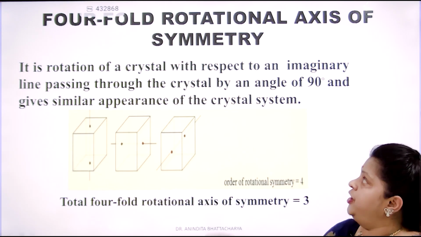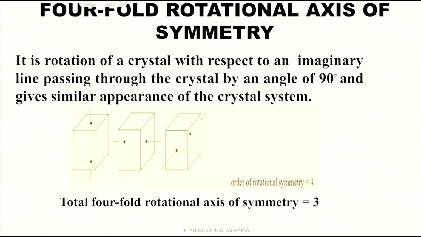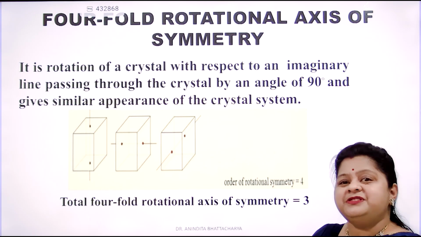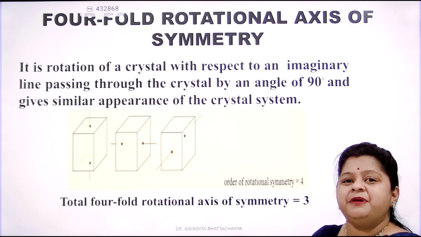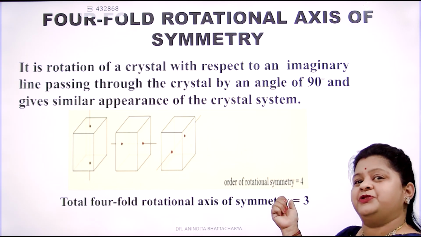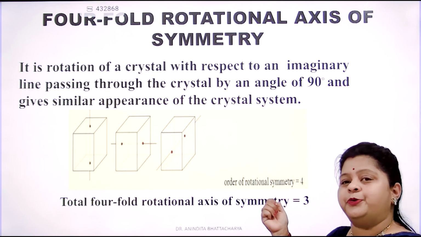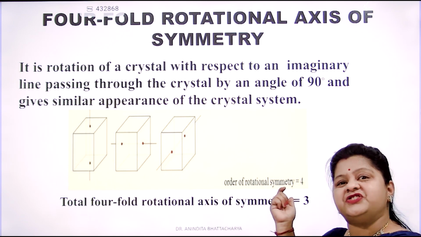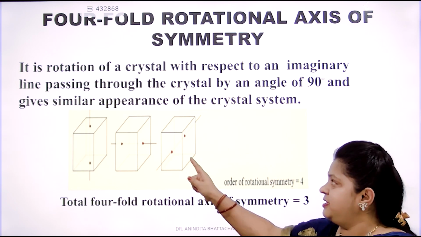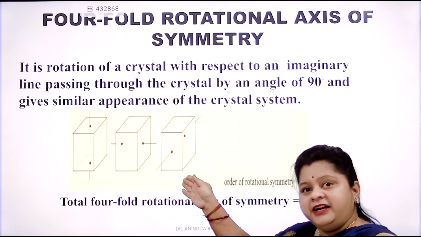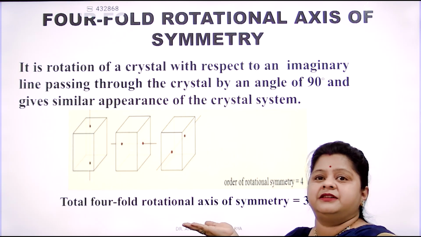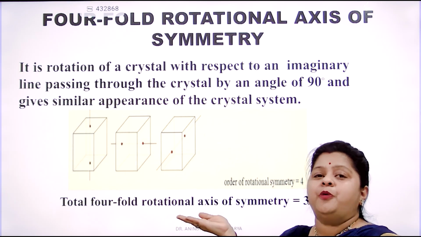Now if we move on to the four-fold, the angle becomes 90 degrees. When the angle becomes 90 degrees, how many turns will it make? It will make 4 turns. So the order becomes 4. But how many axes? Axes are 3, because what we are doing is taking it from the midpoint of opposite sides to the midpoint of the opposite sides.